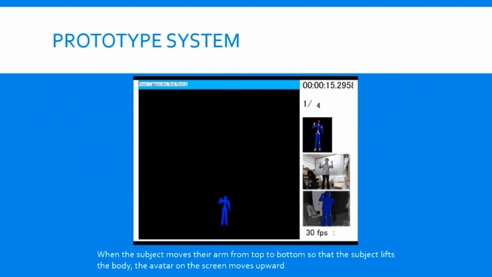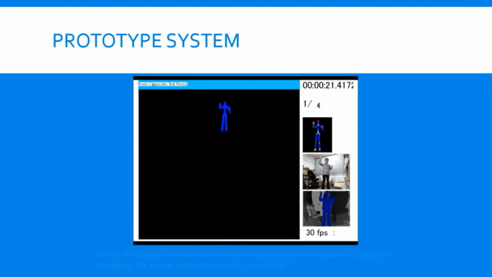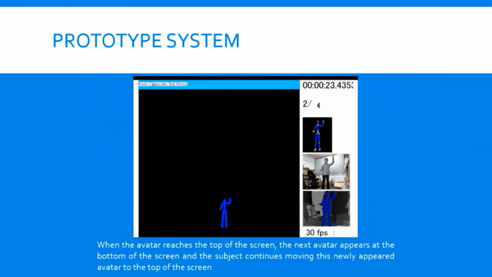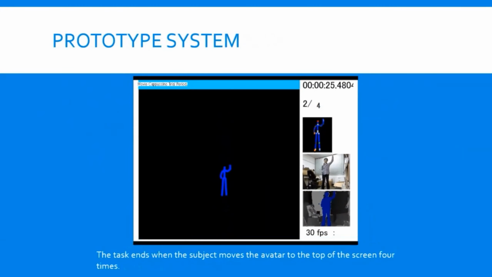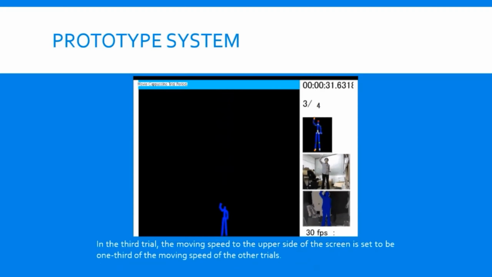This is the screen of our experiment system. When the subject moves their arm from top to bottom so that the subject lifts the body, the avatar on the screen moves upward. When the avatar reaches the top of the screen, the next avatar appears at the bottom of the screen and the subject continues moving this newly appeared avatar to the top of the screen. The task ends when the subject moves the avatar to the top of the screen 4 times.